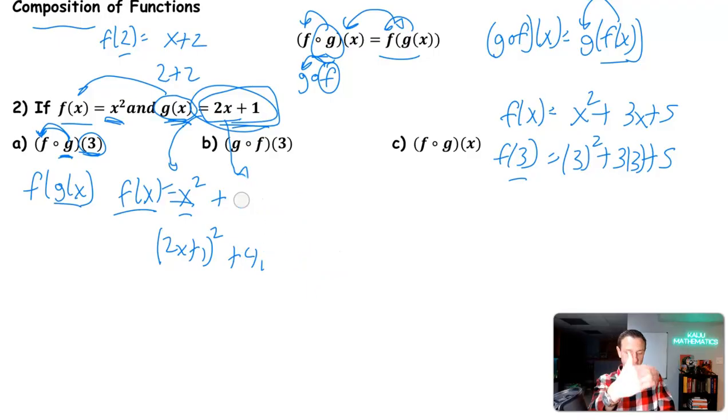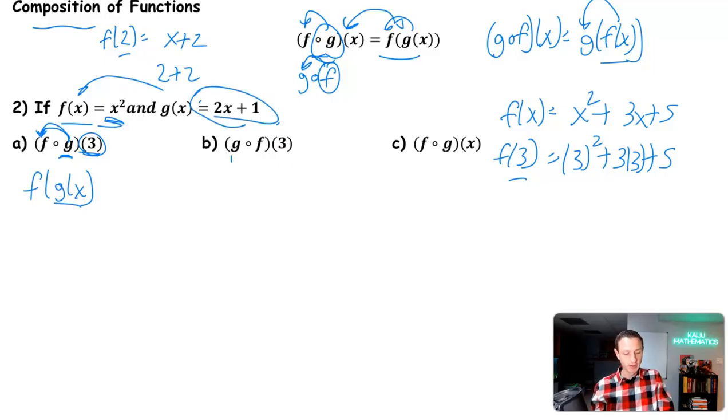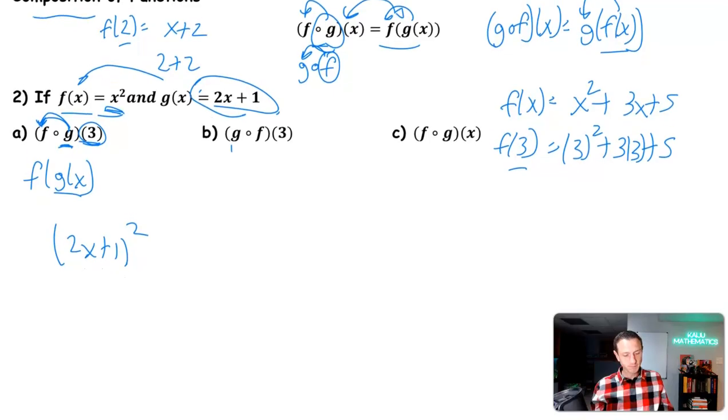I like going to that more extreme type of example to help you understand the simpler examples, because I think it illustrates that I'm just replacing every single x with an entire function. So here, my f of x function is x squared, replacing x with 2x plus 1. So this is going to be 2x plus 1 squared. Because f of x was x squared, x is now 2x plus 1. So it's 2x plus 1 all squared.